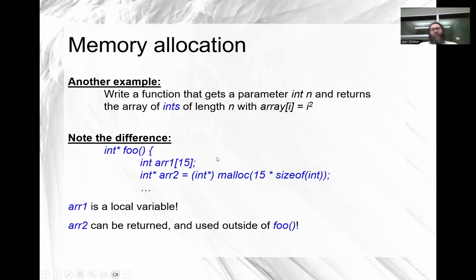Right. So let's emphasize it again. Inside the function, we can declare an array using two ways. Either the way we did before, simply int arr1[15] in square brackets, or using dynamic memory allocation. ARR1 is a local variable. Namely, when we exit foo, ARR1 just disappears. It's out of scope, it's not there anymore. ARR2 can be returned from foo and can be used outside. And we'll talk about the scope of variables in a bit.